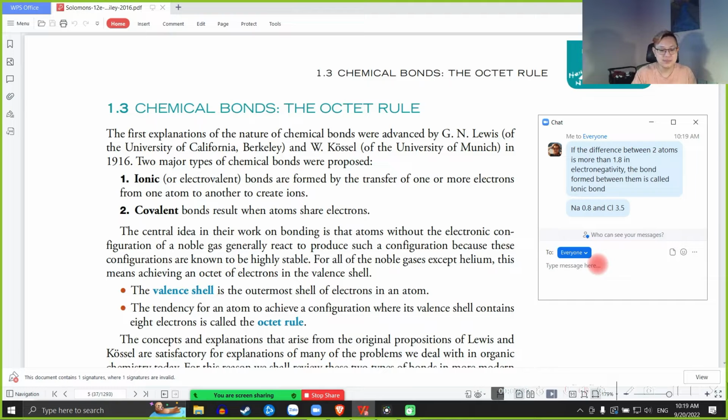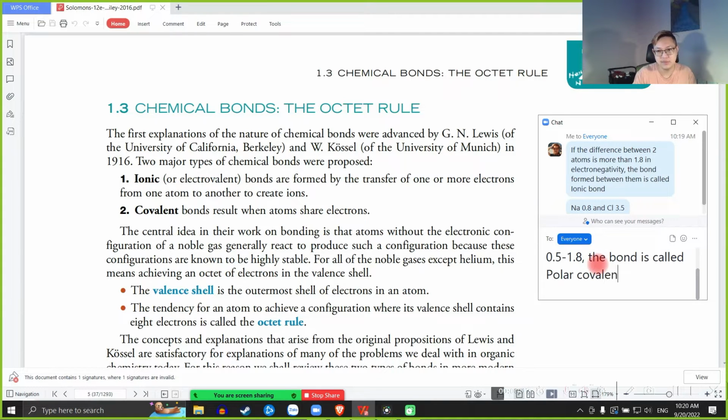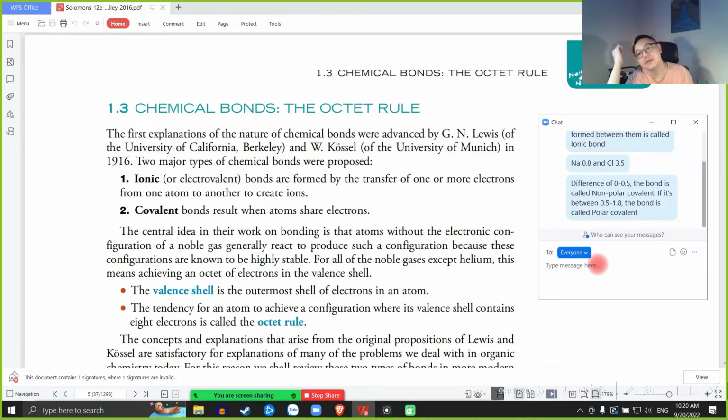If the difference between the two atoms is between 0 and 0.5, the bond is called nonpolar covalent, isn't it? And if it's between 0.5 and 1.8, the bond is called polar covalent. You remember this one? Yeah. Okay, can you give some examples?